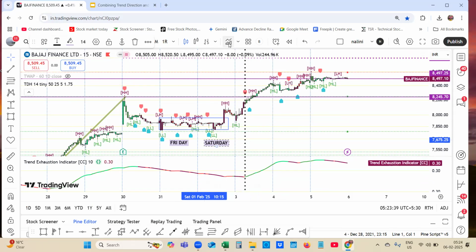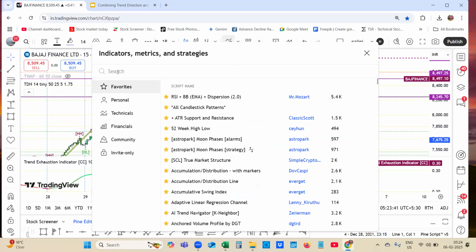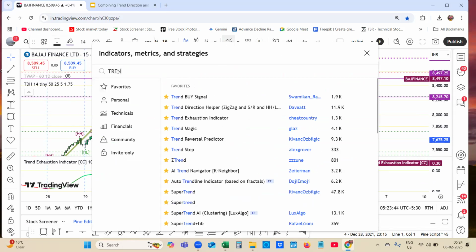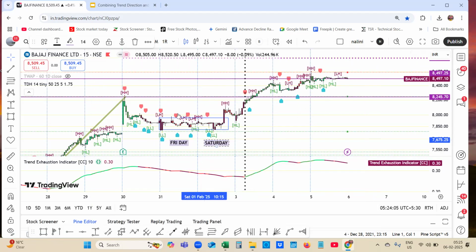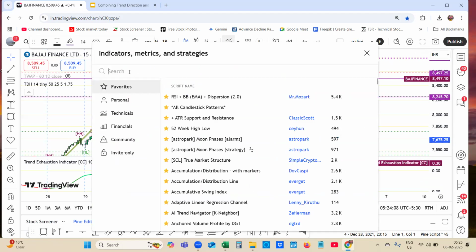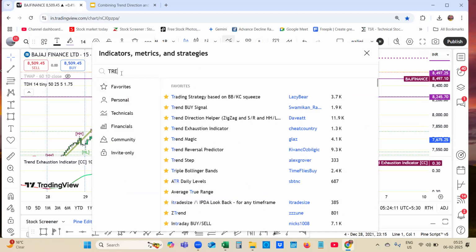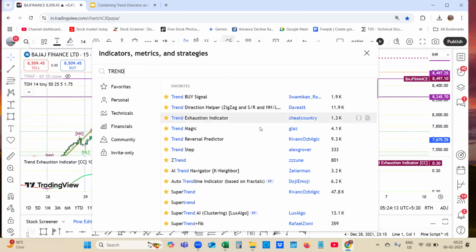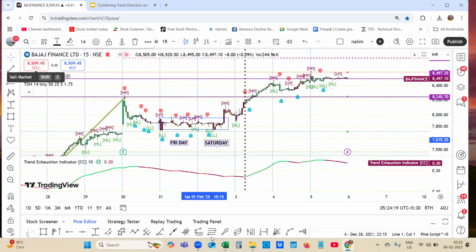So go to the indicators. If you type in trend direction helper, this is the one: Zigzag, Support and Resistance, Higher High and Low by Daviate. You can apply this on your chart. This is the indicator which I have applied. And again, for the trend exhaustion indicator, you can go for Trend Exhaustion Indicator by Cheat Counting. See, these are the two indicators.